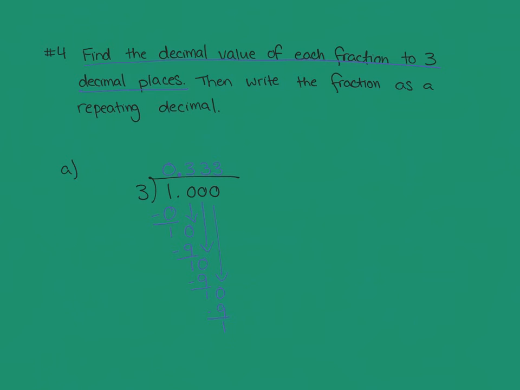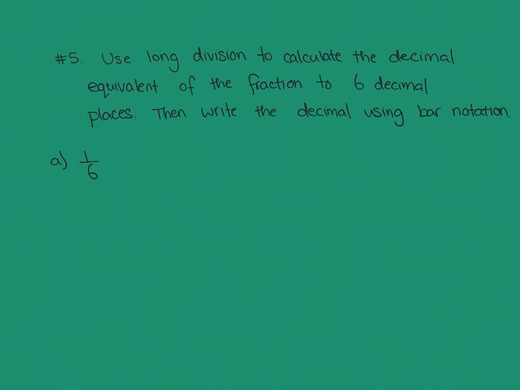The second step asks you to write the fraction as a repeating decimal. So 1/3 is about 0.3 repeating, or they might ask you to say about 0.333. Eventually we'll look at bar notation, but if you're starting with this, that's fine.